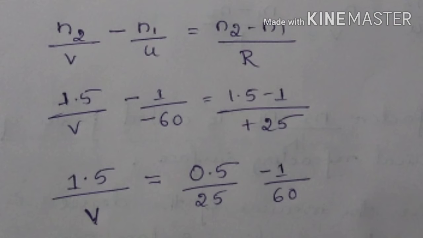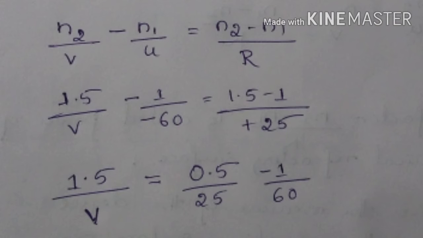So, now if you substitute all these values in the given equation, here the light ray is travelling from air medium to the denser medium. So the equation here will be what? N2 by V minus N1 by U, which is equal to N2 minus N1 by R. So we know the value of N2, that is 1.5, minus 1 divided by minus 60 is equal to 1.5 minus 1 divided by 25.